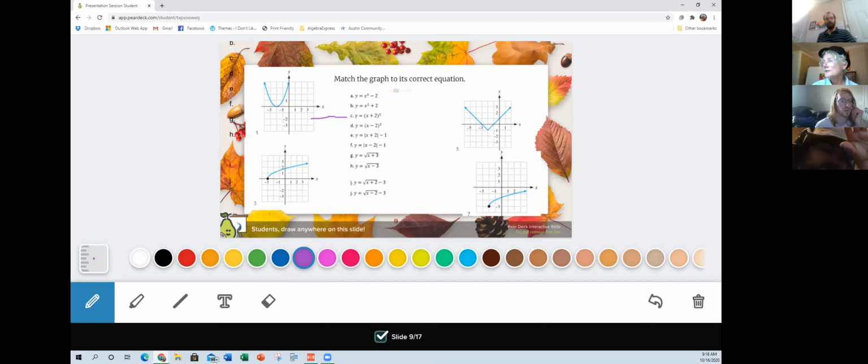Good. So firstly, you know that it's a square root function. So it's going to be one of these G, H, I, or J, because they're the only ones that have square roots in them. It's shifted to the left 3. So you know that it's going to be inside the function. So it's going to be one of these two right here. There's no vertical shift. It's just a horizontal shift. And because it's shifted to the left 3, you would say y equals the square root of x plus 3. And everybody got that, I think. Okay, now just do number five.